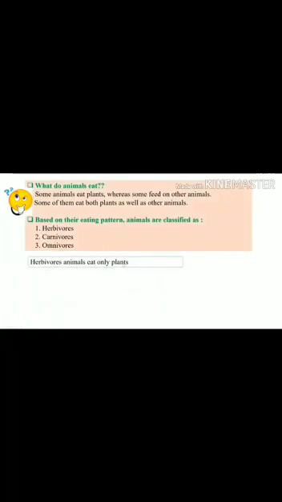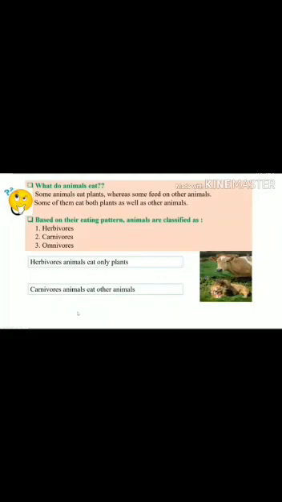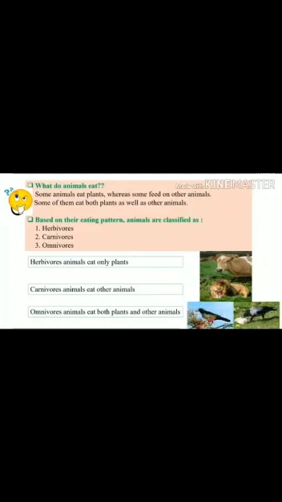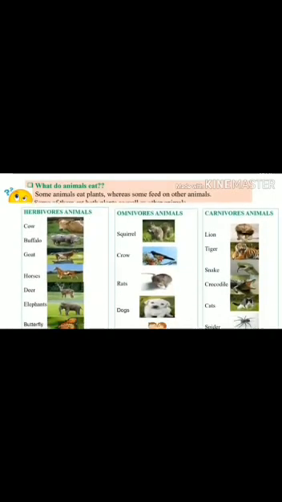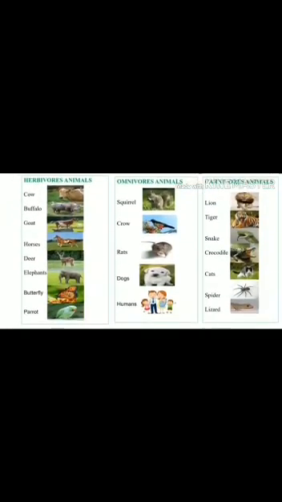Herbivorous animals eat only plants, for example, a cow. Carnivorous animals eat other animals, for example, a lion. Omnivorous animals eat both plants and other animals, for example, a crow. Now, these are some of the examples of herbivorous, omnivorous and carnivorous animals.